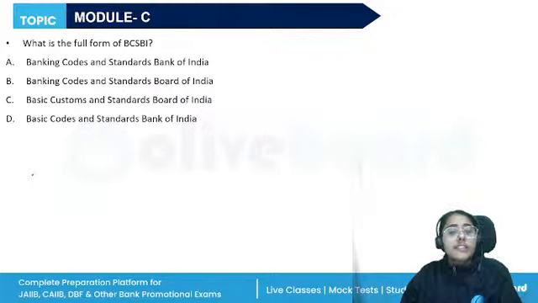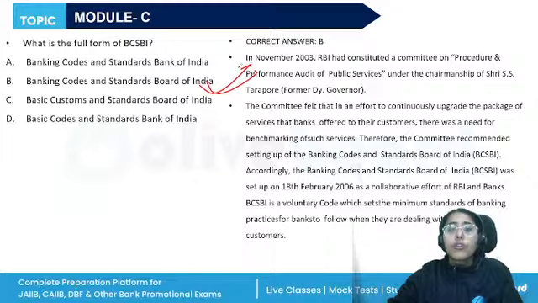Next question, what is the full form of BCSBI? So BCSBI, which has now been discontinued by RBI, but it is very important for us to understand how service quality was approached. What is the full form of BCSBI? Banking Codes and Standard Bank of India, Banking Codes and Standard Board of India, Basic Customs and Standard Board of India, or Basic Codes and Standard Bank of India. So the correct answer will be Banking Codes and Standard Board of India.